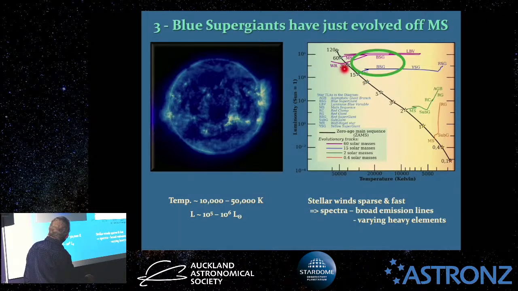Here, these main sequence stars evolving off the main sequence become blue supergiants. They're a little bit cooler, but also a little bit brighter for each relevant track. The temperatures range anywhere between 10,000 and 50,000, so there's quite a wide range, depending on how big they are and where they are along their state of evolution. And their luminosities are up to 1 million times that of the sun. As we talked about, all these guys have stellar winds. These tend to be very sparse but very fast stellar winds.